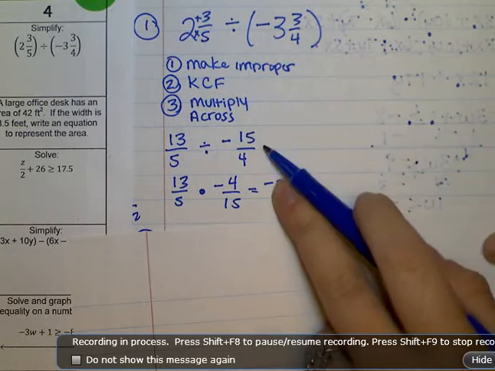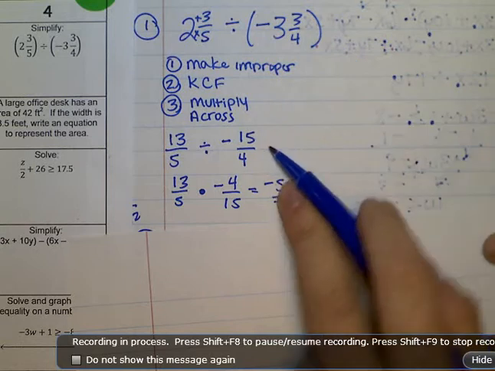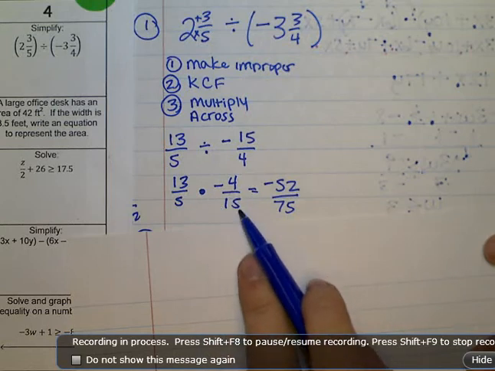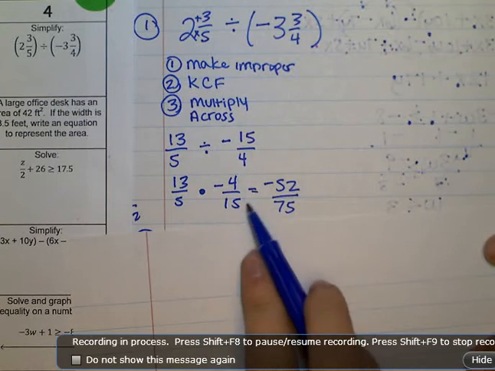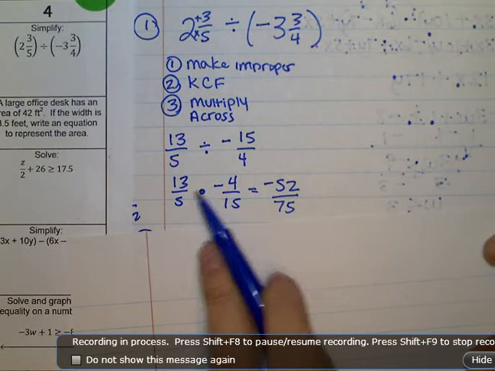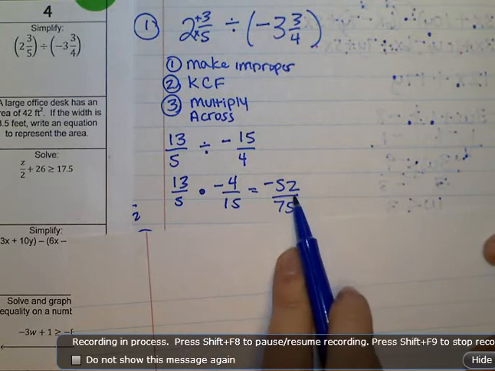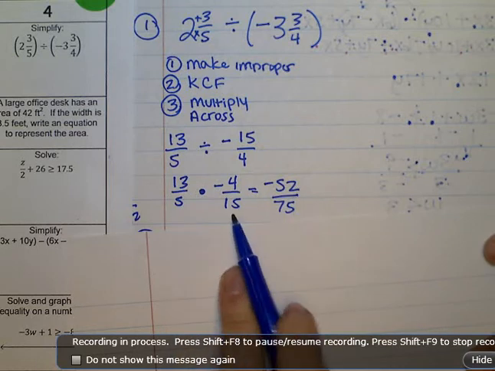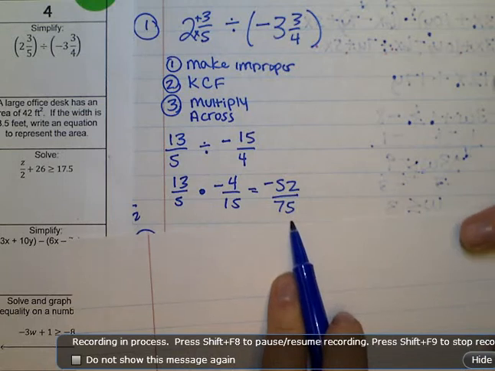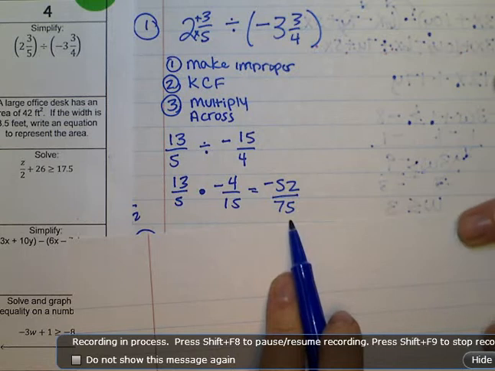Okay, the second step is to keep, change, flip. So 13 over 5 times -4 over 15. You can see the fraction has been flipped. Now we're going to do step 3, which is to multiply across. So 13 times 4 is -52, and 5 times 15 is 75. Now we're not going to simplify that, so our answer would just be -52 over 75.